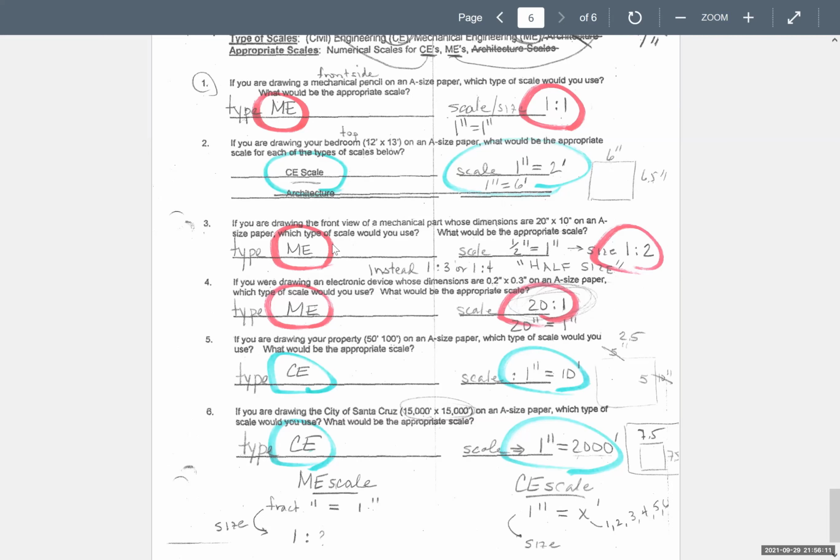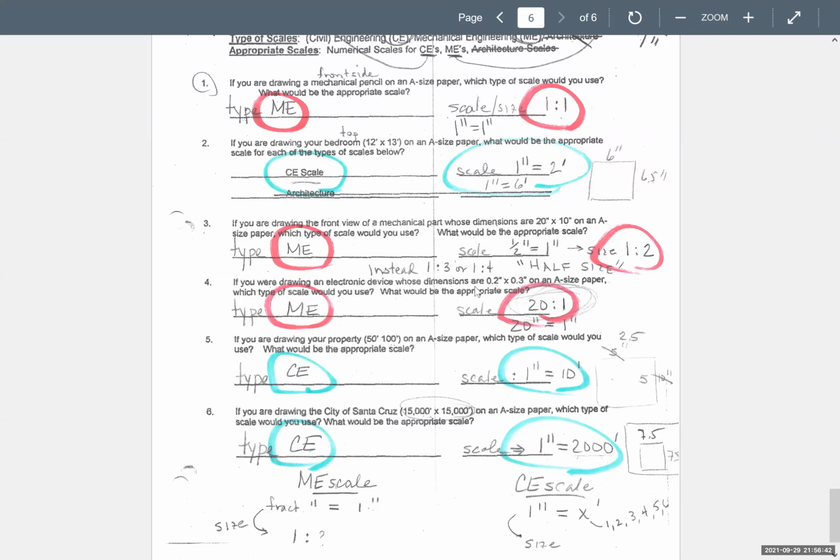Exactly. Okay, the next, number 3, it's 20 inches by 10 inches. Can this fit on an A-size paper? No, it can't. I'd have to shrink it down, right? Exactly. If I make it half size, then it would be 10 inches by 5 inches and I could fit that. So we used a scale of 1-to-2. Good? Jorge? Yeah. Okay.